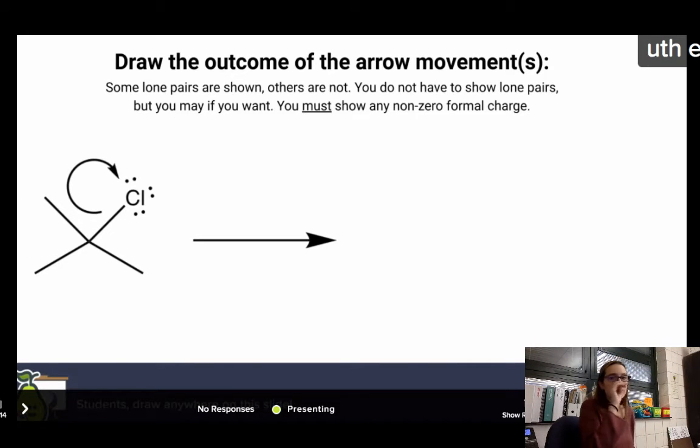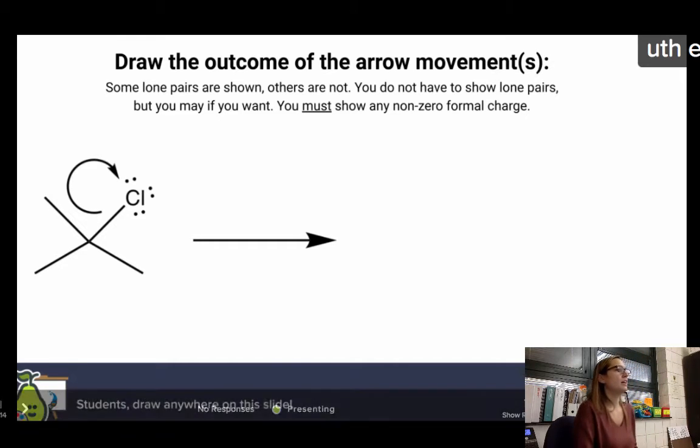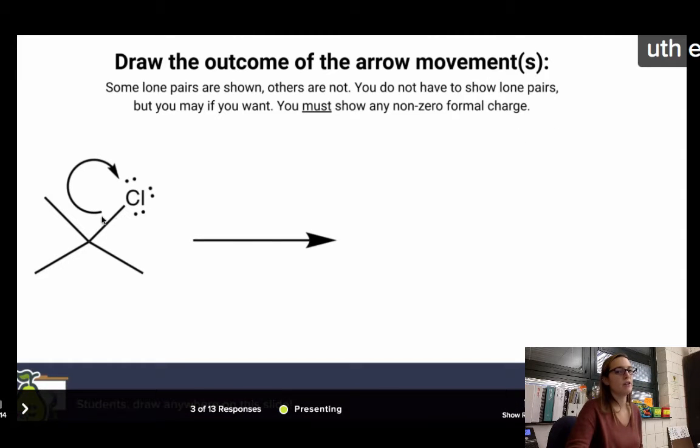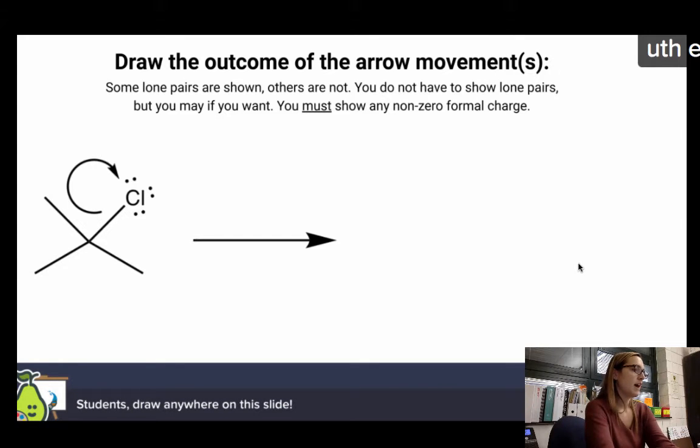So here's the first one. This is a lot of drawing, and I know drawing in Pear Deck might be a little bit more difficult, but just do your best to draw. For this, you are given a curved arrow already. The curved arrow shows your electrons going from this bond, and they're pointing to the chlorine, which means it's going to a lone pair. So what you have to show over here is the outcome. What are the 2 things that you're going to have after this movement of electrons? You should have 2 things.